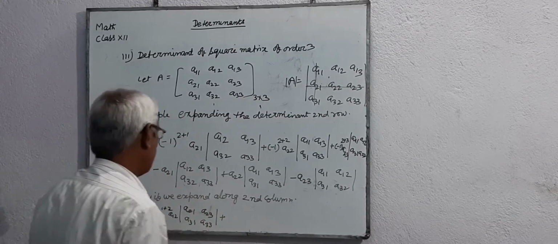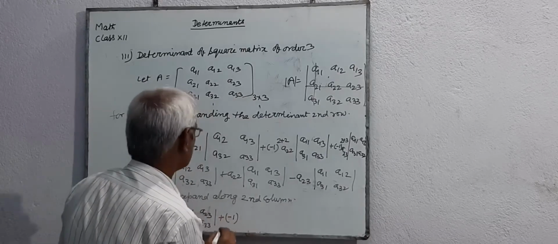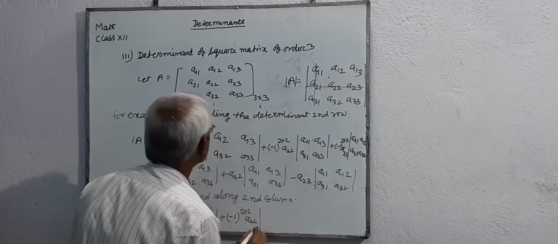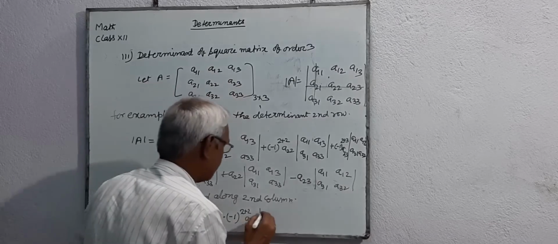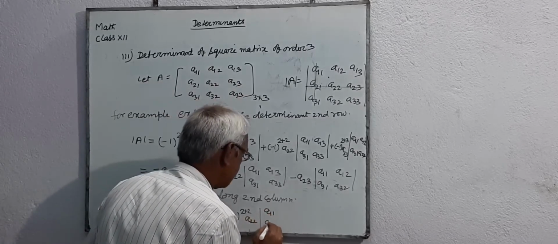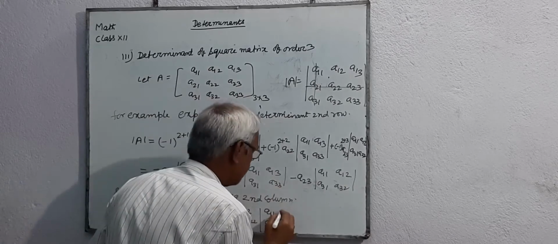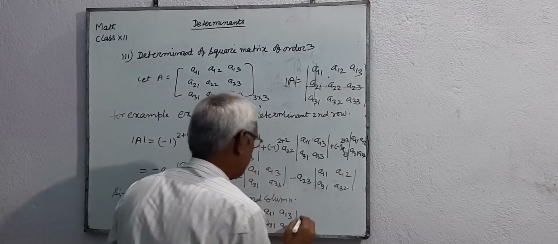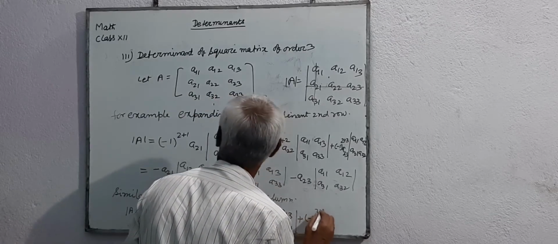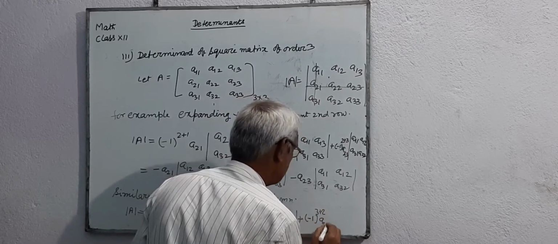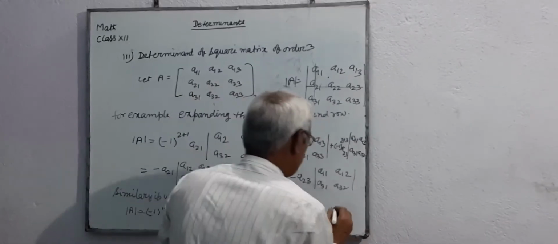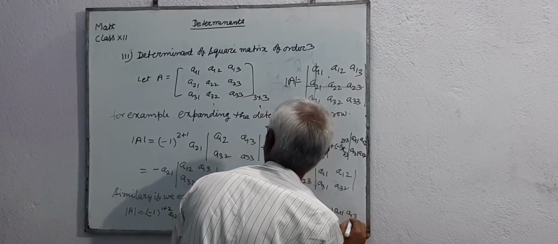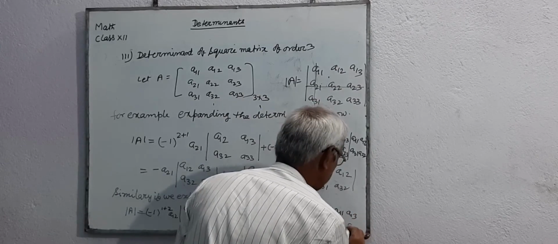plus minus 1 to the power 2 plus 2, A22, with minor A11, A31, A13, A33, plus minus 1 to the power 3 plus 2, A32, with minor A11, A21, A13, A23.